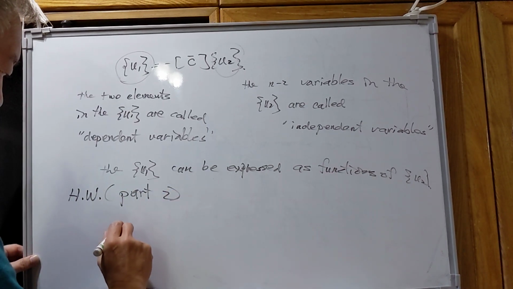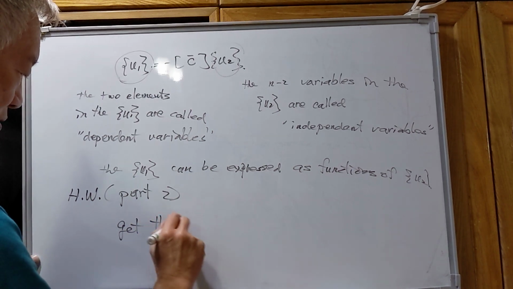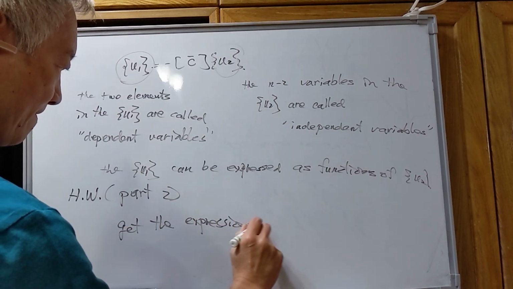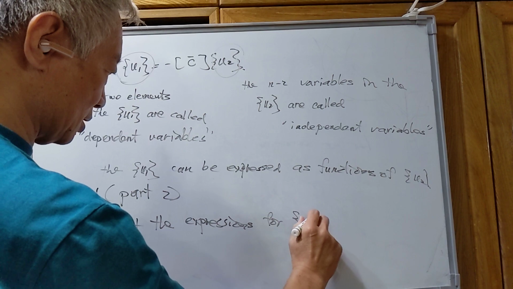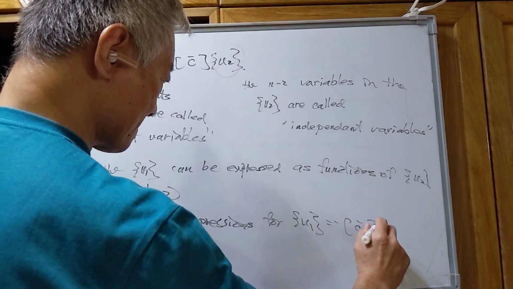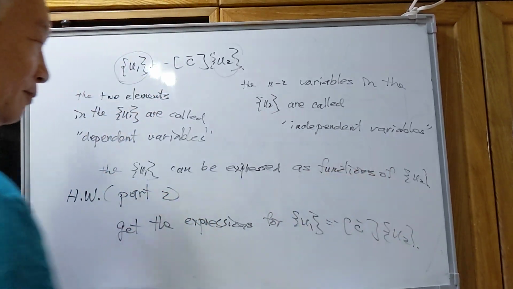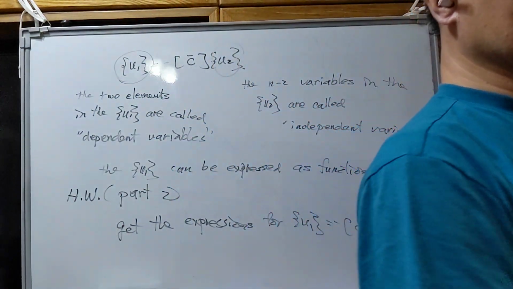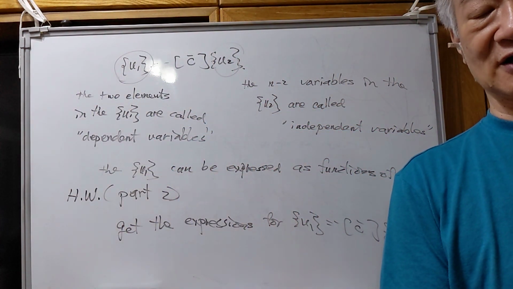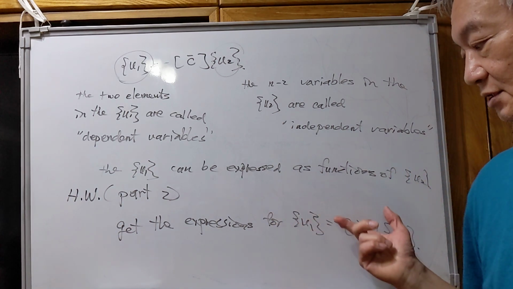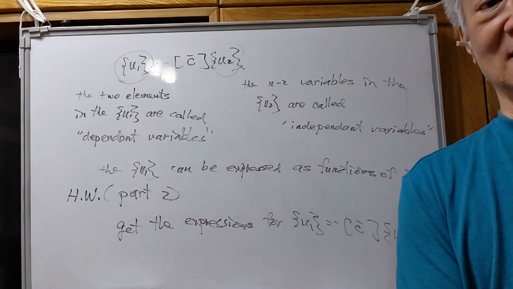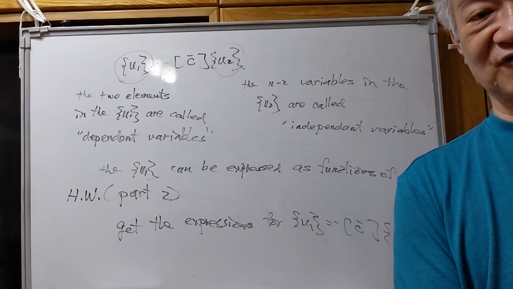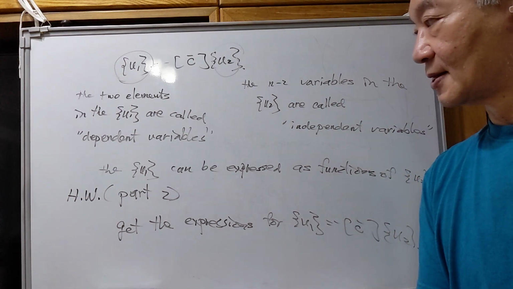Okay, get the expressions for U1. It means that you need to do the Gauss-Jordan elimination method with full pivoting, and get the expressions like this one. Okay, so that's the second part of the homework you need to finish.